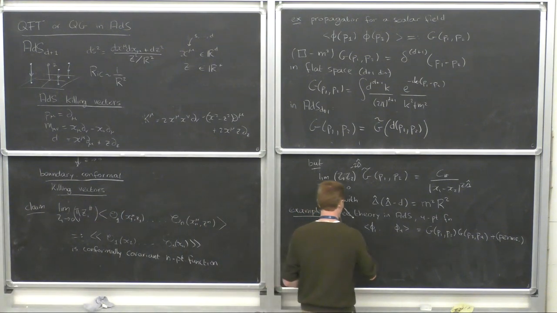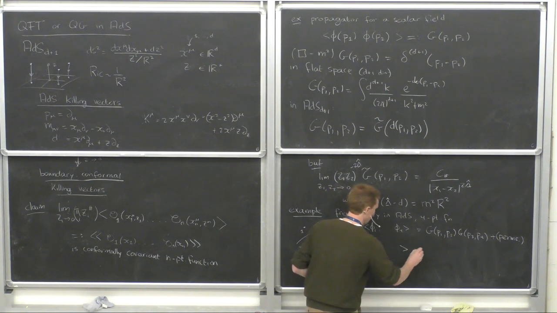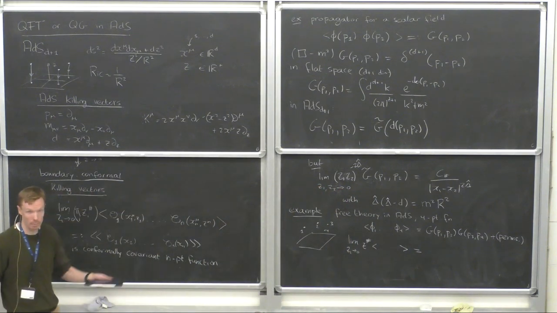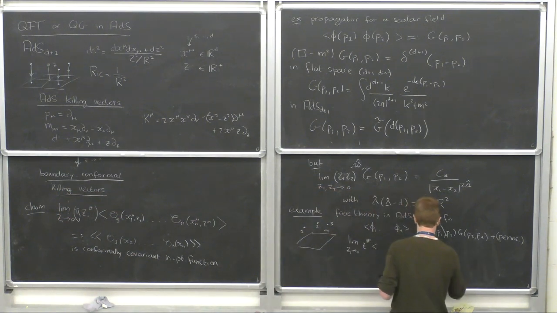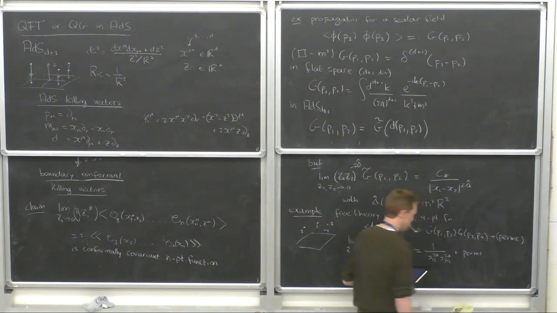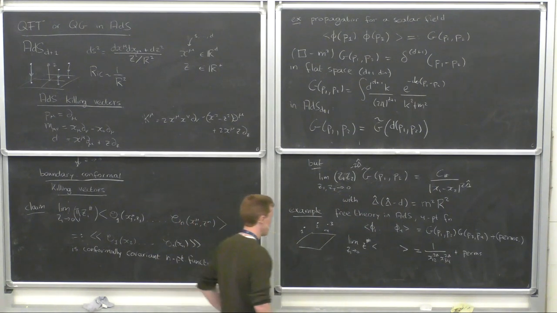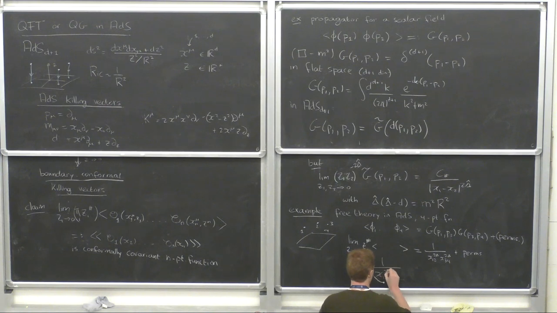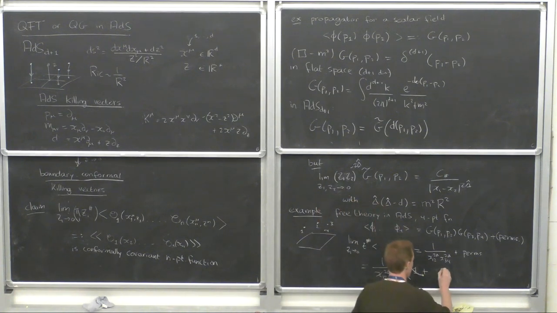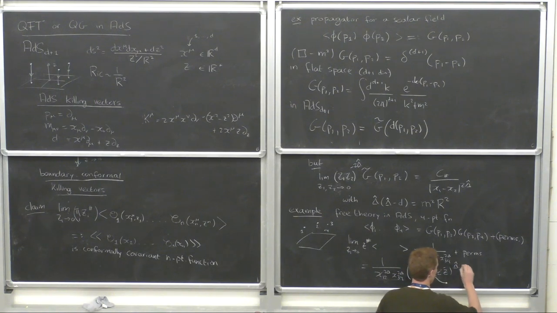So the limit as z goes to 0, up to some factors of z to some power, of the same thing, is then what? Well, we already saw what the g becomes. So this is just 1 over x12 to the 2 delta, x34 to the 2 delta, plus the 2 permutations. Which I can also write, we've seen this before, I think. It turns out that there's a 1, and then in terms of cross ratios, you can rewrite this as z bar to the delta. Oh, these are delta hats, of course. z bar, 1 minus z, 1 minus z bar.